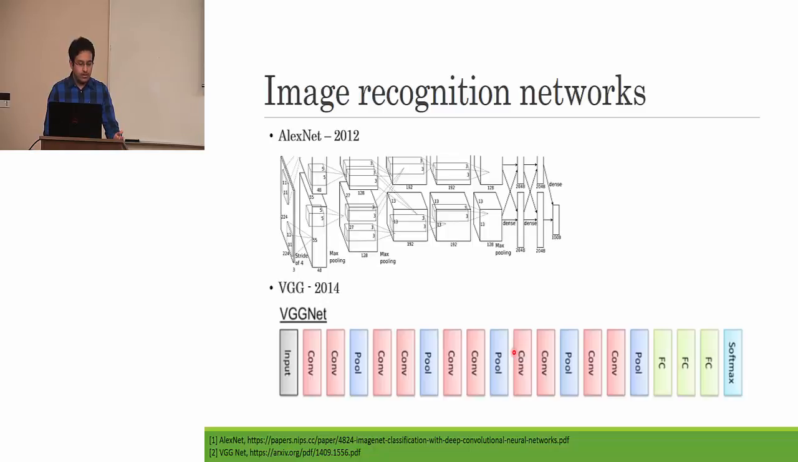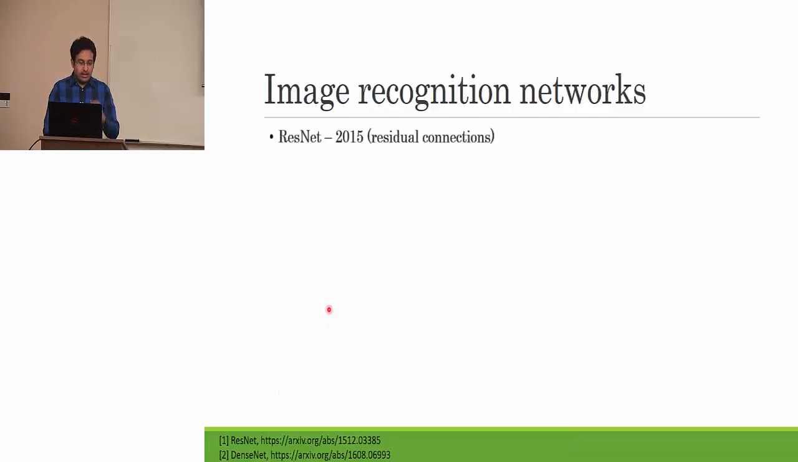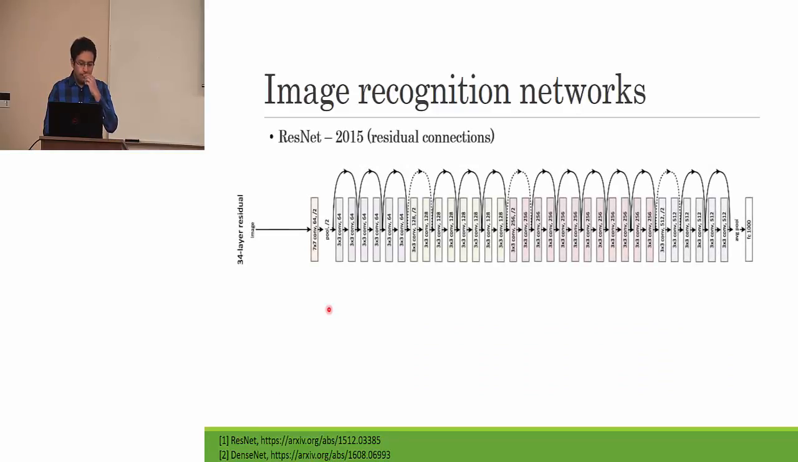And then in 2014, the Oxford group came up with VGGNet. AlexNet was about 8 or 9 layers deep, but then VGGNet, introduced in 2014, was 16 and 19 layers deep. In 2015, Microsoft came up with ResNet, which came in different versions, like 18 layer, 34 layer, 152 layers, and there was one with 1,000 layers.